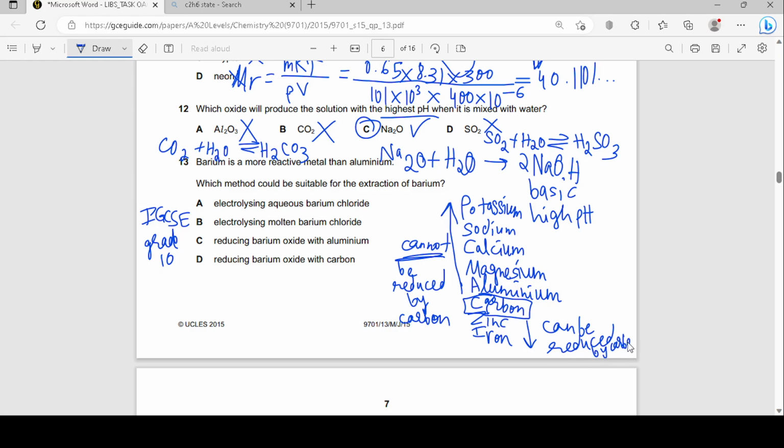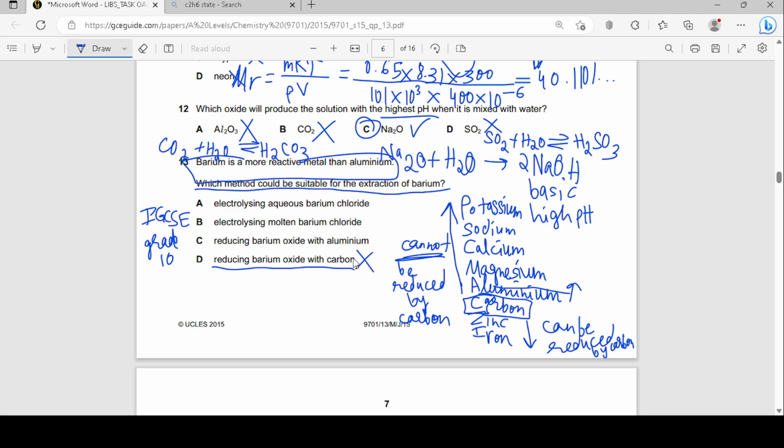So which method could be suitable for the extraction of barium? Now, what are they saying? Barium is a more reactive metal than aluminium. Aluminium is above carbon anyway, right? So if barium is more reactive than aluminium, then it must be above carbon, right? If it's above carbon, it cannot be reduced by carbon. So we need to use electrolysis. If they're mentioning reducing barium oxide with carbon, I immediately know that's wrong.